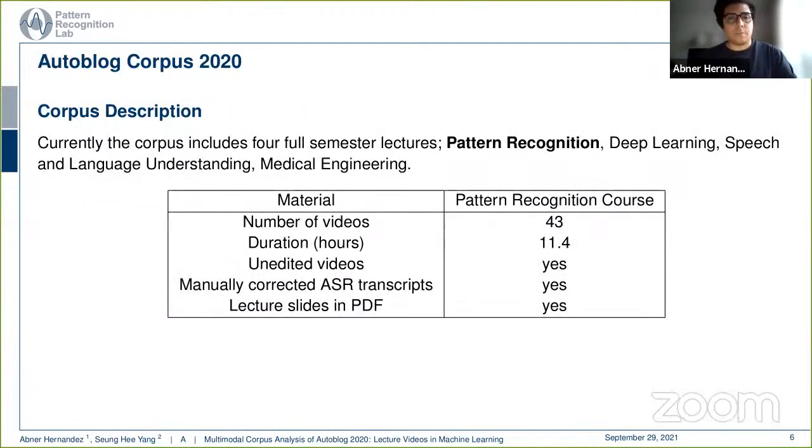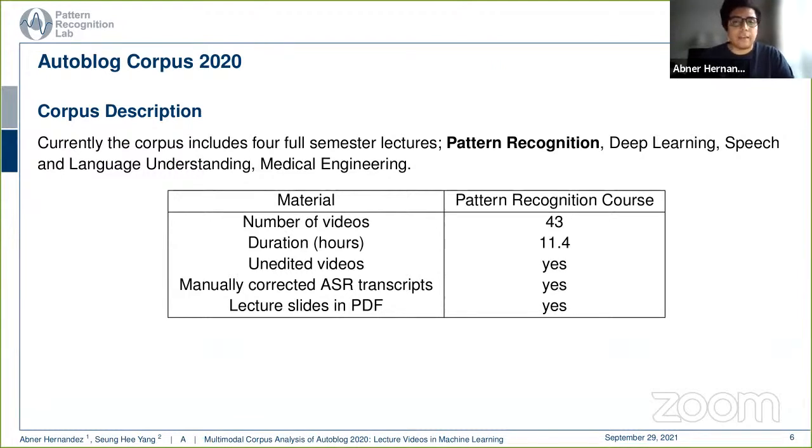And so our corpus currently contains 4 full semester lectures. So we have pattern recognition, deep learning, speech and language understanding, and medical engineering. And these range from between 11 to 14, 15 hours. But for the purpose of this study and this analysis, we only looked at the pattern recognition lectures. So in this course, we had 43 videos with about 11.5 hours.